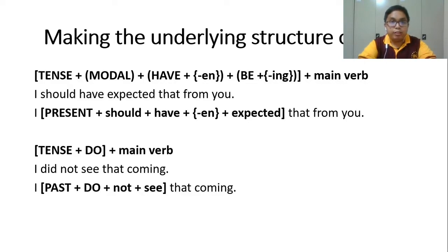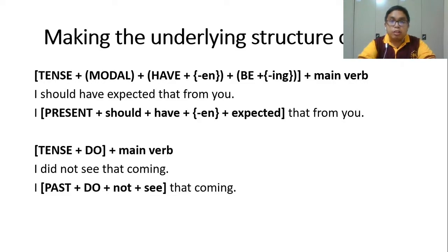For your next formula, you have tense plus do plus main verb. You have your sentence, I did not see that coming. You have your I, enclosed in brackets, past plus do plus not plus see that coming. It is to be noted that the word not, as a negative marker, is to be placed right after the dummy do, which is why it now changes the main verb phrase into a past tense form. Thus, the sentence, I did not see that coming.